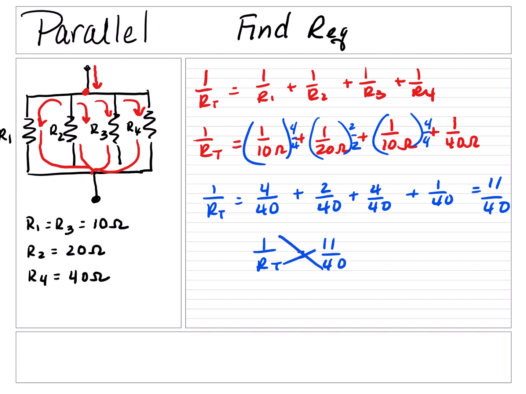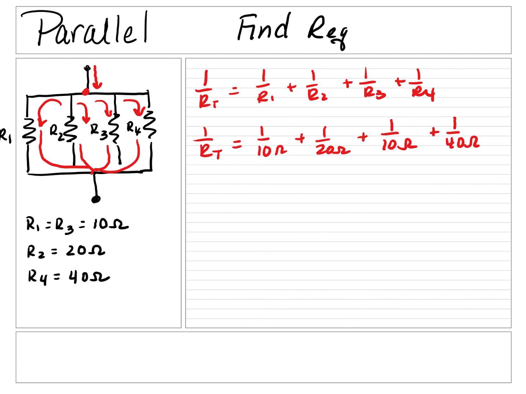I need to cross multiply, so it's 11 RT is equal to 40. Divide both sides by 11. And 40 divided by 11 becomes 3.64 ohms. Now pause the video and use your calculator to solve this problem.